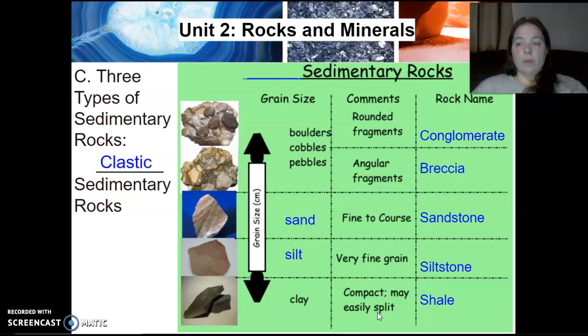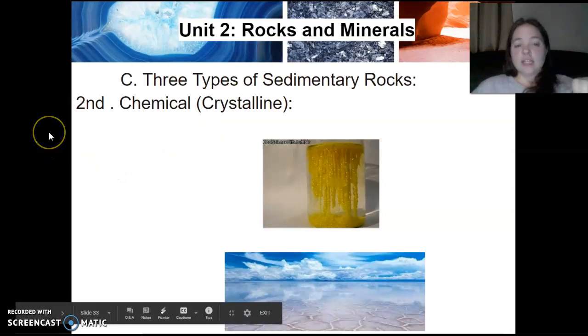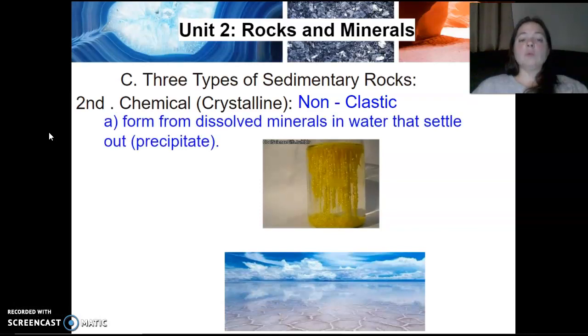And how I remember that is shall not be shiny. It'll come in handy later. So our second type is crystalline or chemical crystalline or non-clastic. And this forms when dissolved minerals in water settle out, which are called precipitates.